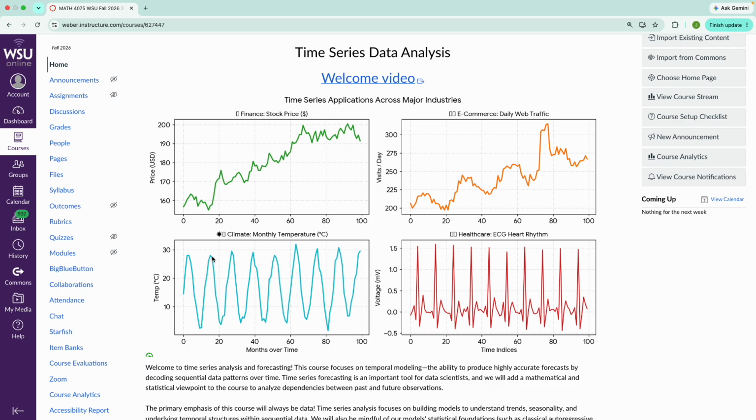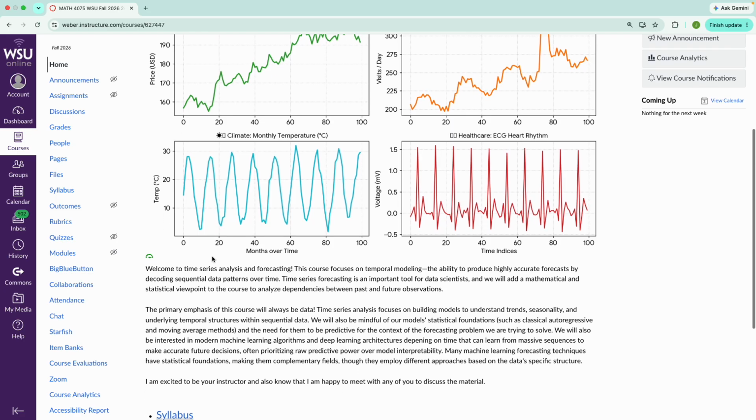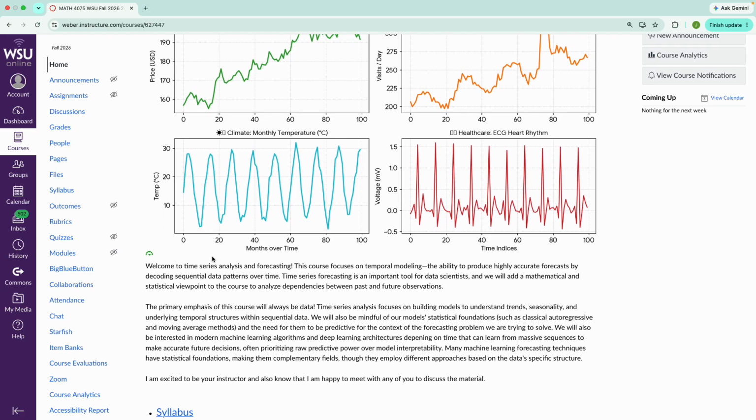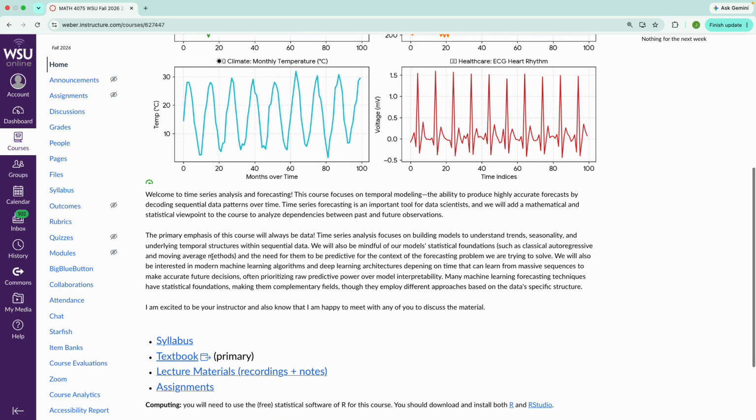The question is, how do we deal with this? And these are four very distinct types of time series that we'll learn to deal with and to model in this course. Broadly speaking, this is called temporal modeling. And one of the main highlights in this course is going to be building our tool set to model these types of data.